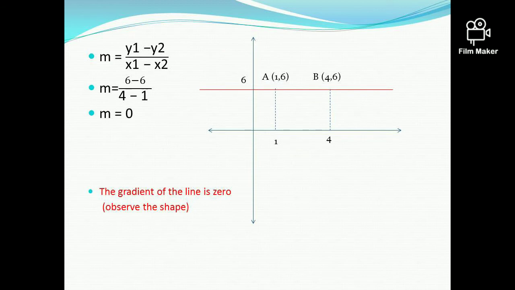This is a third example. If you get a line which is parallel to the x-axis, what kind of gradient do you get? If you use the same principle, you can realize that the gradient is equal to 0. So hereafter you have to understand that if the gradient is 0, the line is parallel to the x-axis.